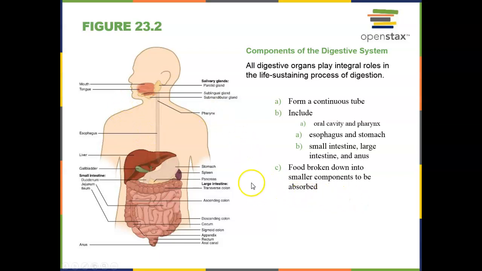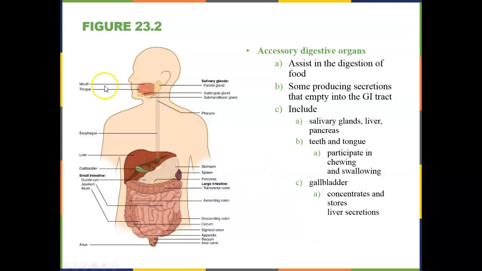But then we also have, and this is where food moves in, where mechanical and chemical digestion occur, where absorption occurs, so all the processes occur, defecation, okay? But we have a lot of accessory structures that without them, we wouldn't have a very good digestive system. So we have lots of accessories.